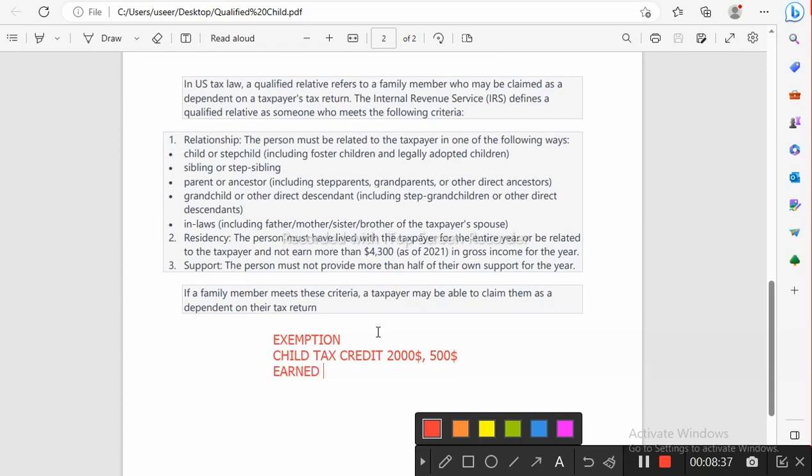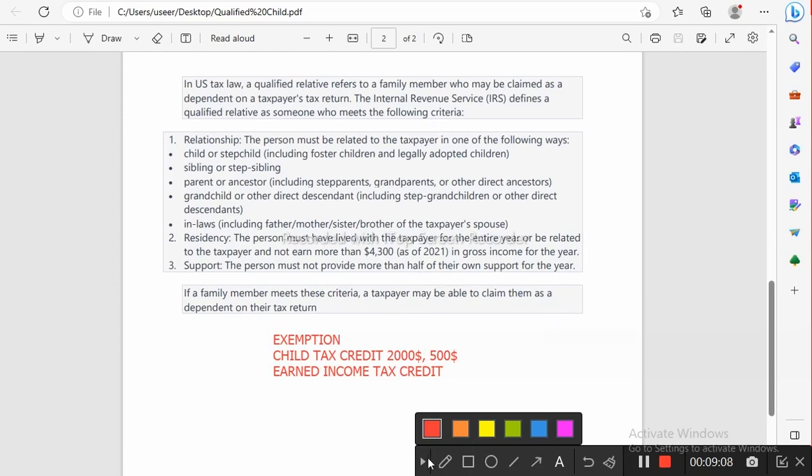Earned income tax credit. If you have a low to moderate income and a qualified dependent, you may be eligible for the earned income tax credit, which can provide a credit of up to $6,728 for the tax year 2021. So next one is how to claim your dependents on your tax return.